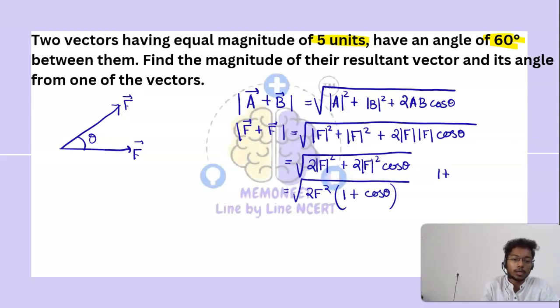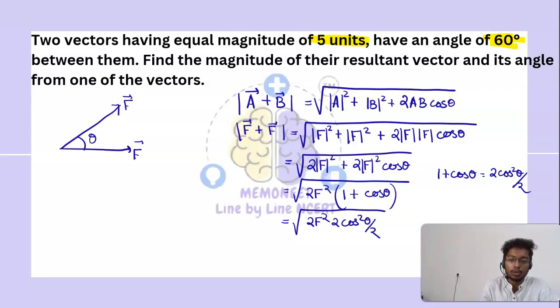Now 1 plus cos theta, we know, is equal to 2 cos square theta by 2. So we can write the square root of 2f square into 2 cos square theta by 2, which is equal to the square root of 4f square cos square theta by 2. On solving this, we can write 2f cos theta by 2.